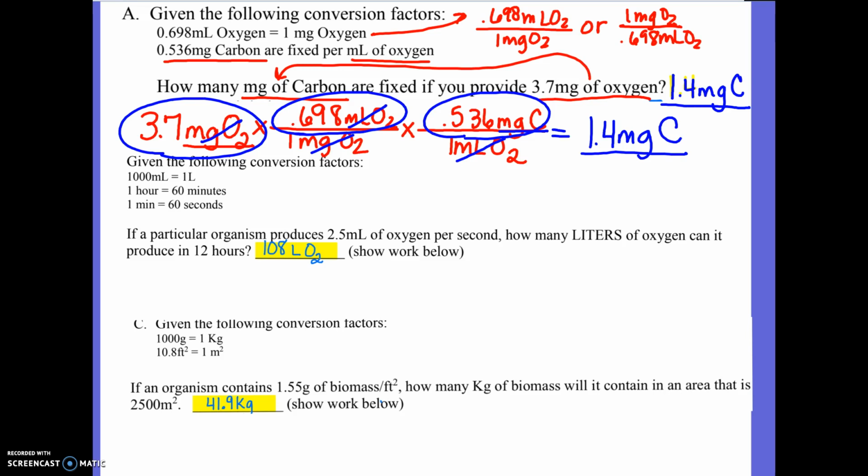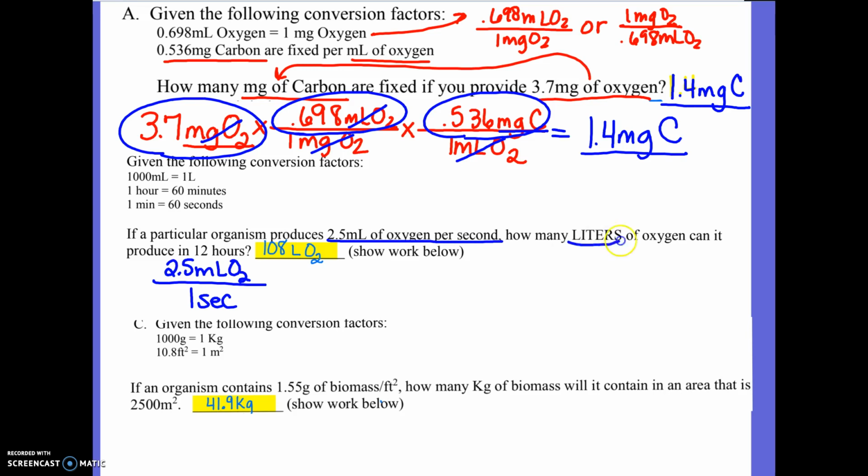Let's look at the second one. A particular organism produces 2.5 milliliters of oxygen per second. So this is my starting number: 2.5 milliliters of oxygen per every 1 second. Notice this time we're actually starting with a fraction, or I should say with a unit in our numerator and our denominator. So this is going to be important.